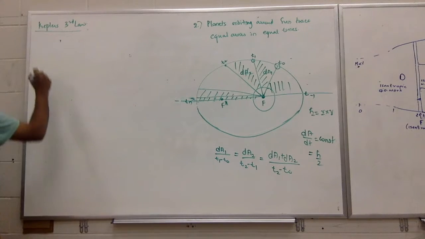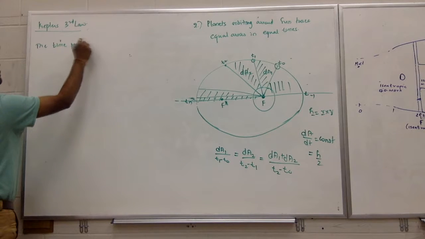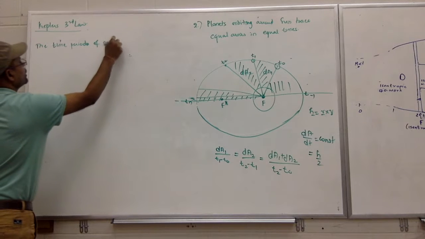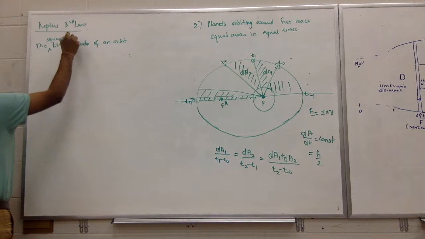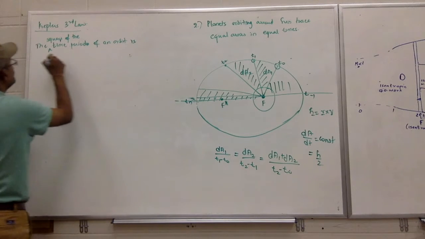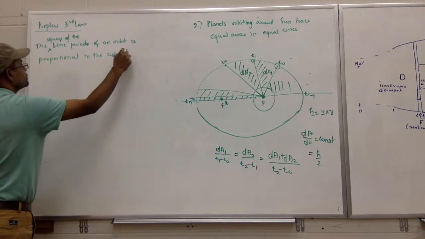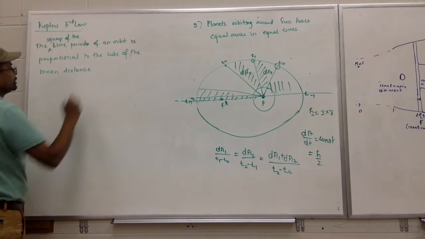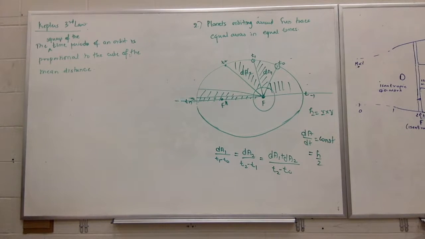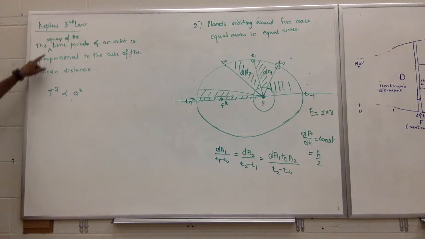So the third law, which is the final law, states that the square of the time period of an orbit is proportional to... What is time period? What do you understand by time period? How long it takes to make a complete orbit.